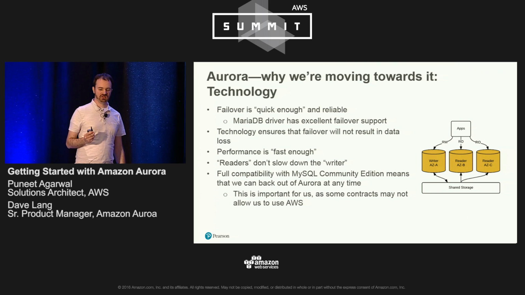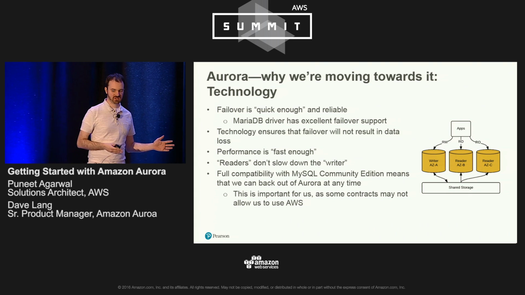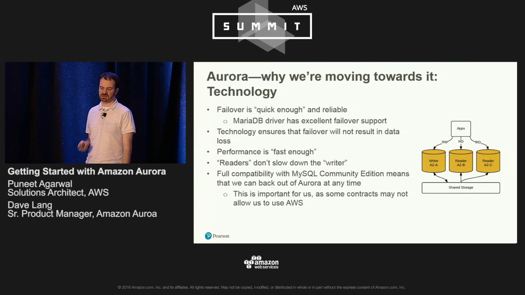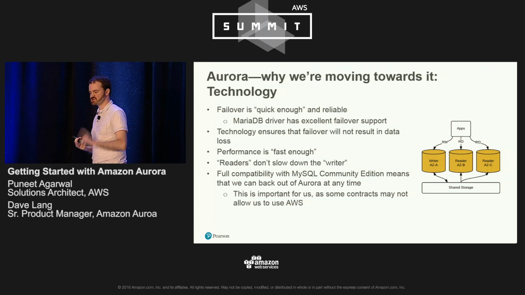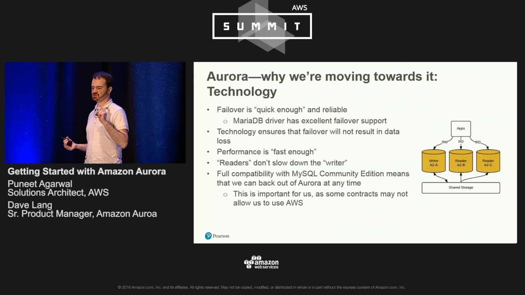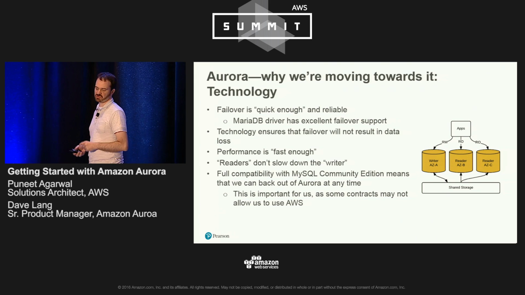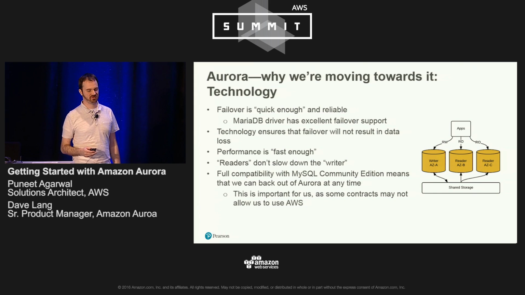And backwards compatibility with MySQL Community Edition 5.6 with Aurora means that if we find something about Aurora that we don't like, we can back out of it. We can go to Percona XtraDB. We can go over to MySQL Community Edition. We could theoretically go over to MariaDB. And we also have MySQL RDS that we could go over to as well. So we've got options if something doesn't work out for us on Aurora for some reason.